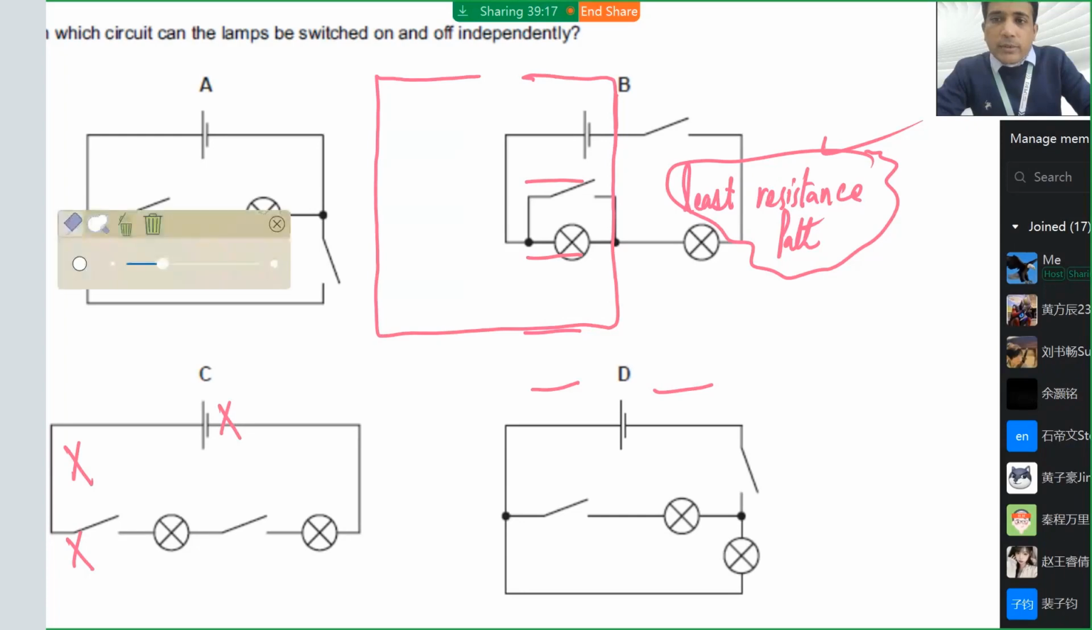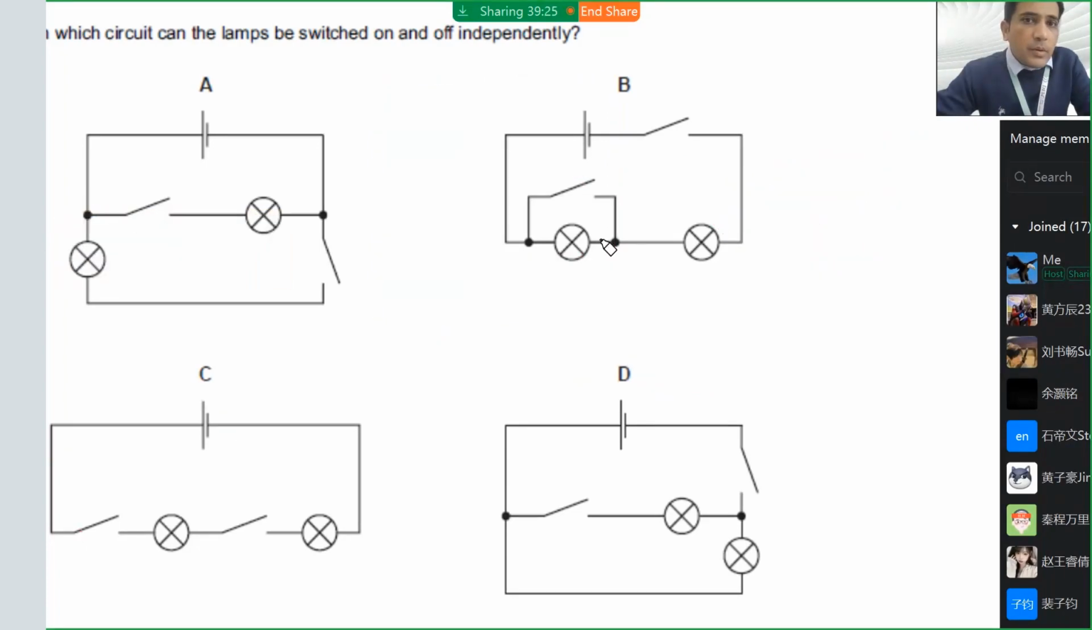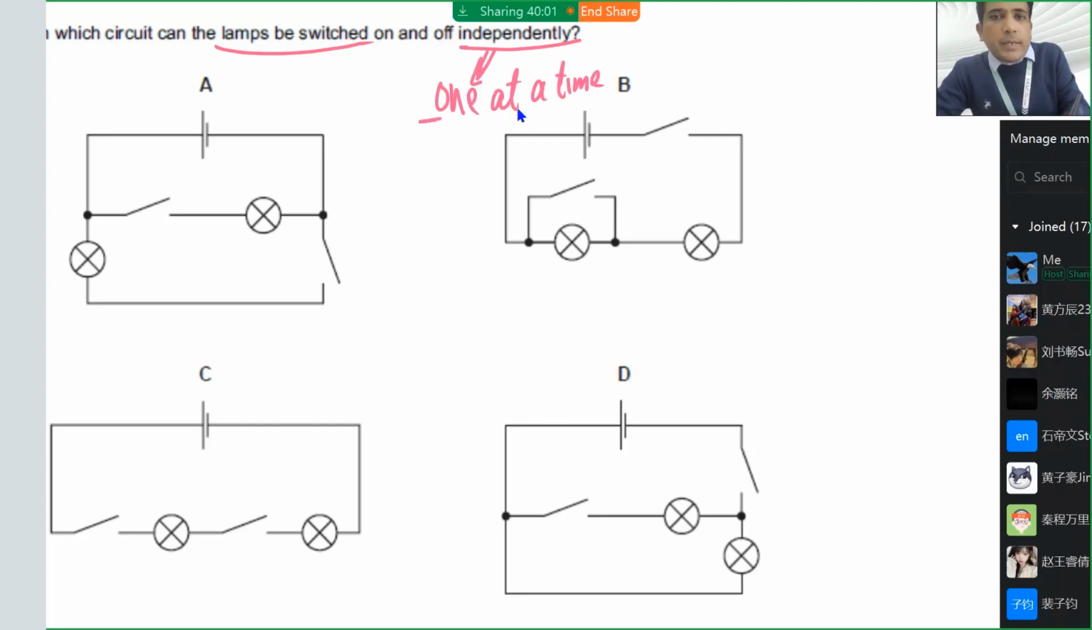Now look at this question, please, and try to answer this one. First of all, try to answer by yourself, and then I will explain. Maybe this question is the last question for today's class. Lamps can be switched on and off independently. Independently means you can switch on one at a time. So which circuit do we need to use?